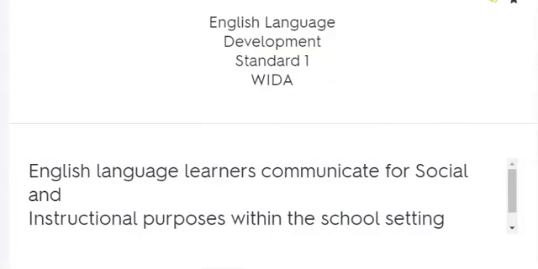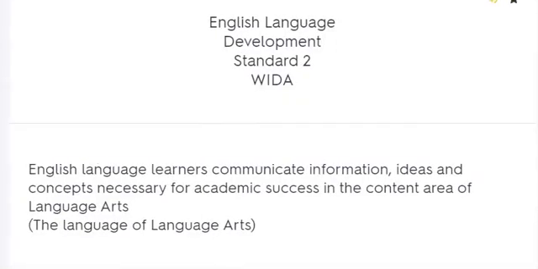English Language Development Standard 1, WIDA: English language learners communicate for social and instructional purposes within the school setting. English Language Development Standard 2, WIDA: English language learners communicate information, ideas and concepts necessary for academic success in the content area of language arts.